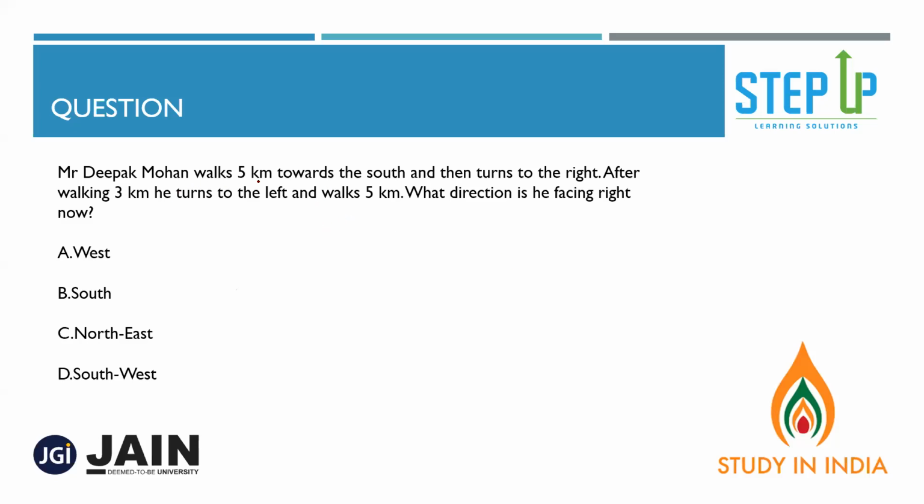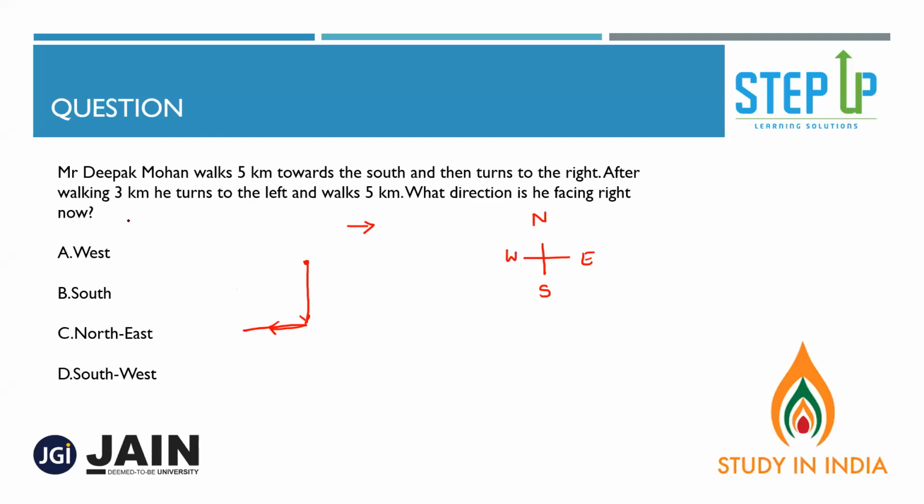So Mr. Deepak, Mohan walks 5 kilometers towards the south and then turns to the right. 5 kilometers towards the south, it means that he is walking in this direction. Now, where will be right? Your right is this side as of now. So when you're moving in the opposite direction, your right will be this side, isn't it? So like I said, this is north, this is south, this is east, this is west. You started walking towards south, and then you turn to the right.